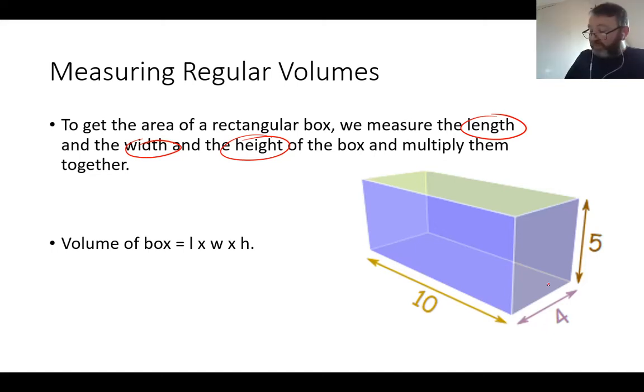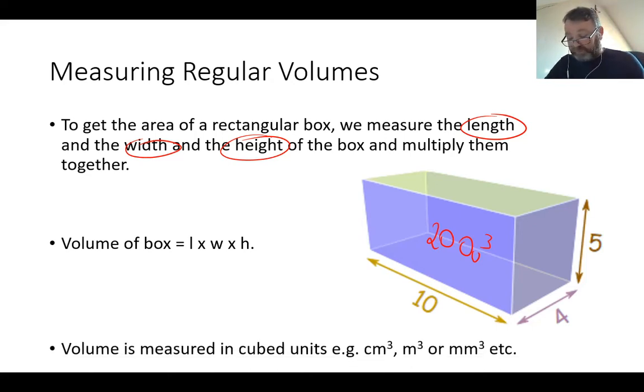So what would the volume of this box here be? Well, 10 fours are 40, and 40 times 5 is 200 units cubed. And the reason why it's cubed is because you're multiplying 3 numbers together to get the volume. So length by width by height gives you the volume of the box.